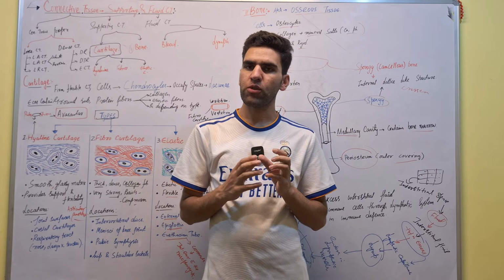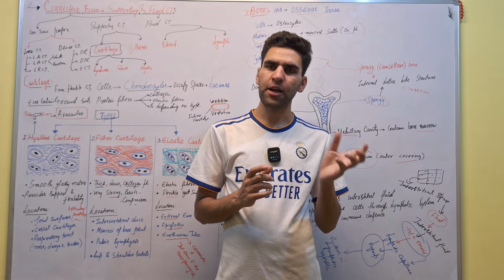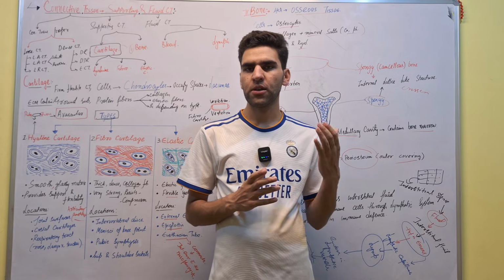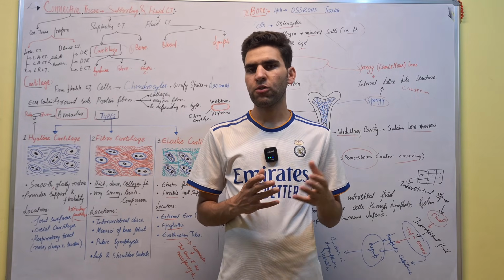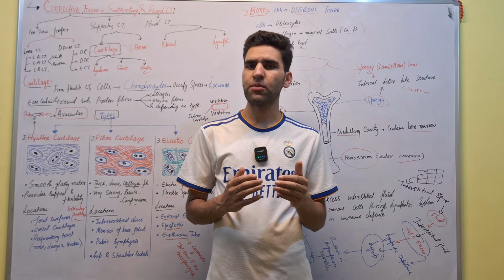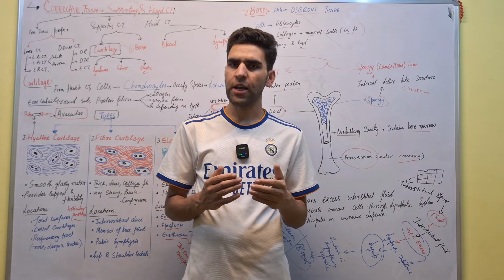Coming to the bone, we can say bone has two main types, or parts, that is spongy bone and compact bone. Then coming to the fluid connective tissue, we have two main tissues, that is blood and lymph. In blood, we have 55% of plasma and 45% of formed elements. In formed elements, we have RBCs, WBCs, and platelets.